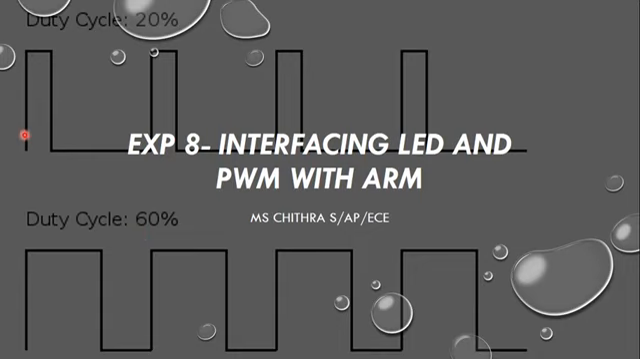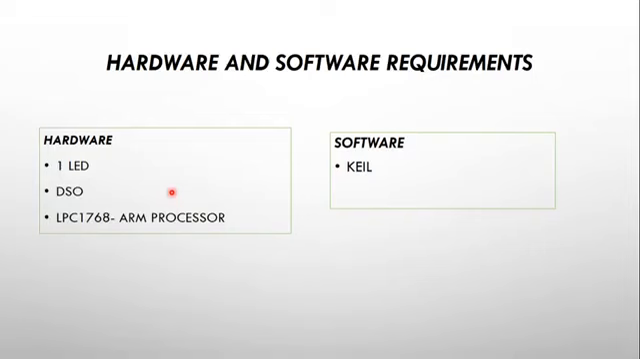So we're going to use pulse width modulation. By controlling the width of the pulses, the brightness of the LED can be adjusted. Coming to the hardware and software requirements, we have completed the first set of experiments that involved the Cocox IDE. For the next set of experiments, we are going to use the Keil software. For hardware, we require one LED, we require a DSO to measure the width of the on time and off time of the pulses, and we will be using the LPC1768 for this set of experiments.